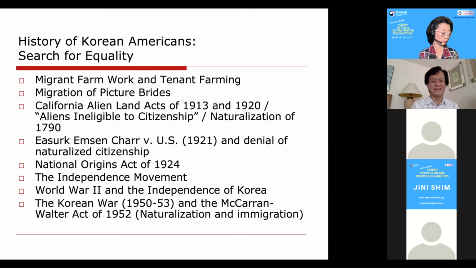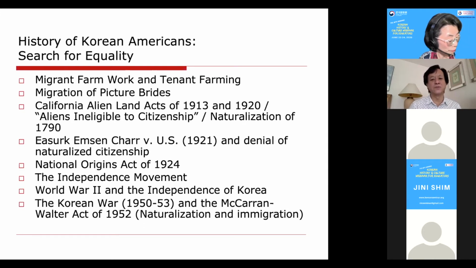What's that mean? It means that the state of California made a distinction between one group of foreigners versus another group of foreigners, right? And so if you were a white immigrant, you were an alien eligible to citizenship. Therefore, you could own land, build an agricultural empire in the Central Valley. But if you were Japanese or Korean, then you were a foreigner who could not become a citizen.